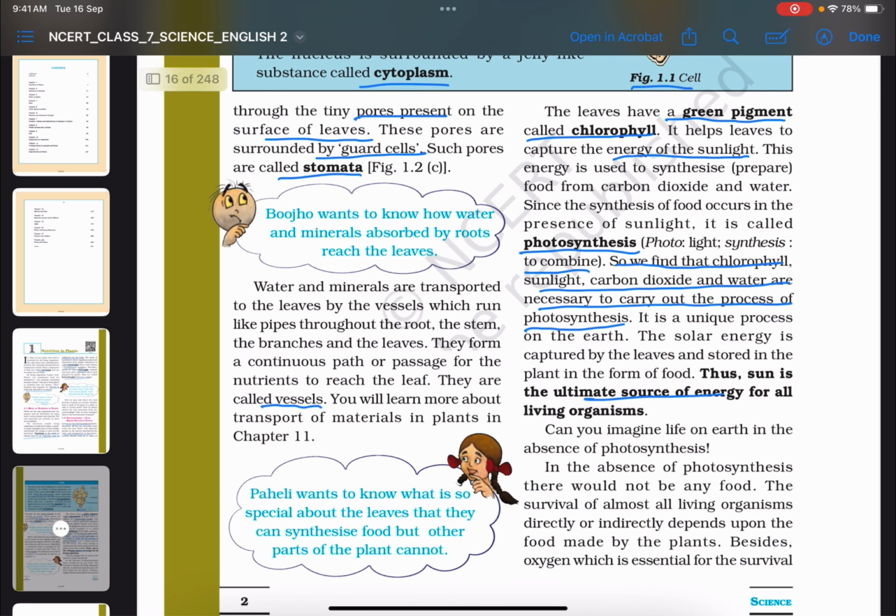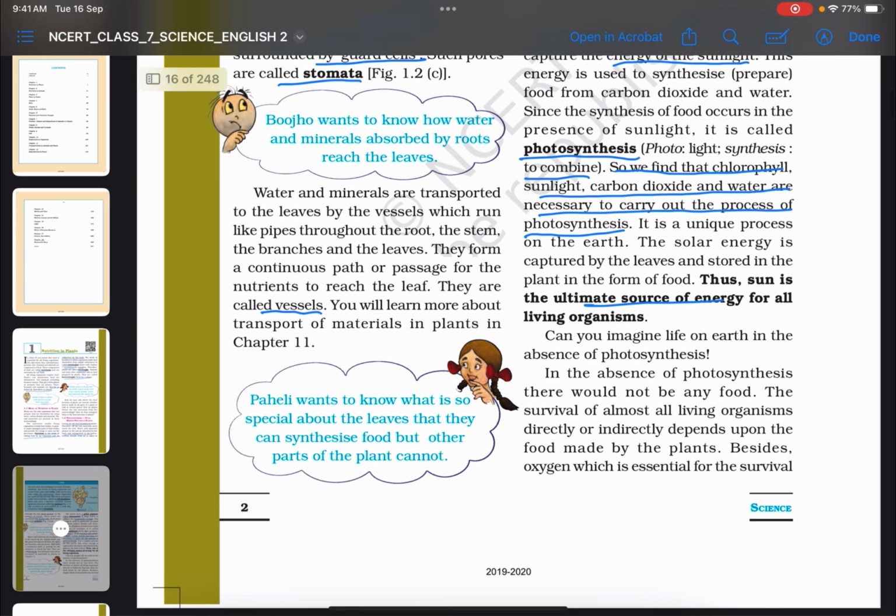Buzo wants to know how water and minerals absorbed by roots reach the leaves. Water and minerals are transported to the leaves by the vessels, which run like pipes throughout the root, the stem, the branches, and the leaves. They form a continuous path or passage for the nutrients to reach the leaf. They are the vessels. You will learn more about transport of materials in plants in chapter 11.